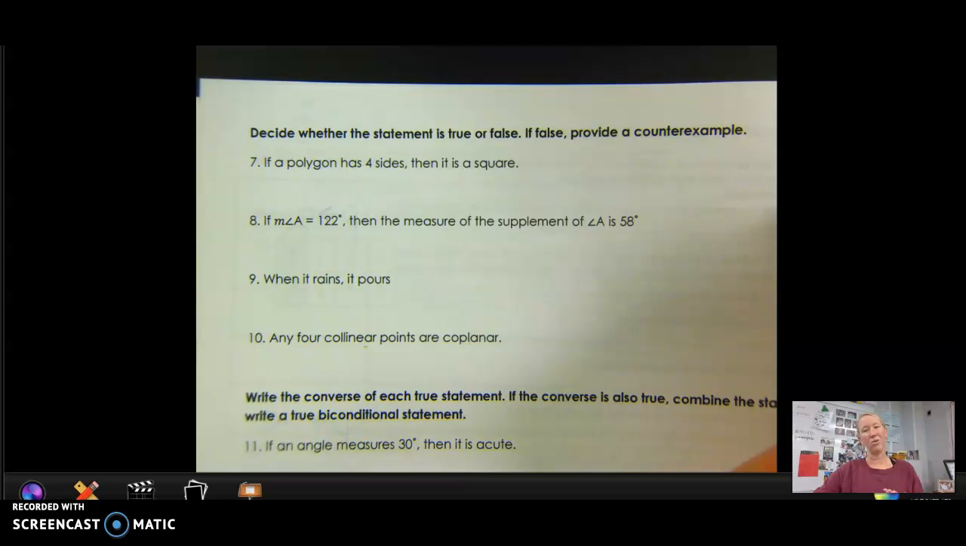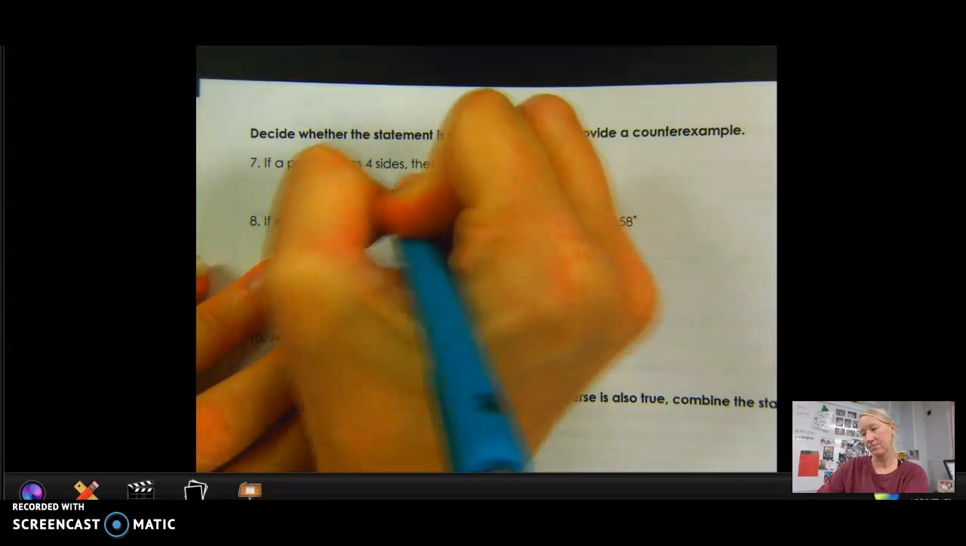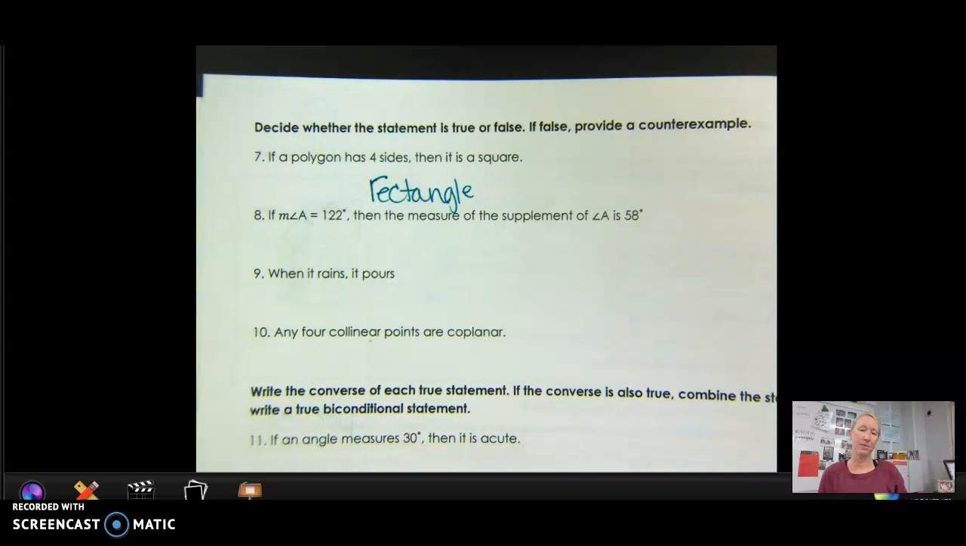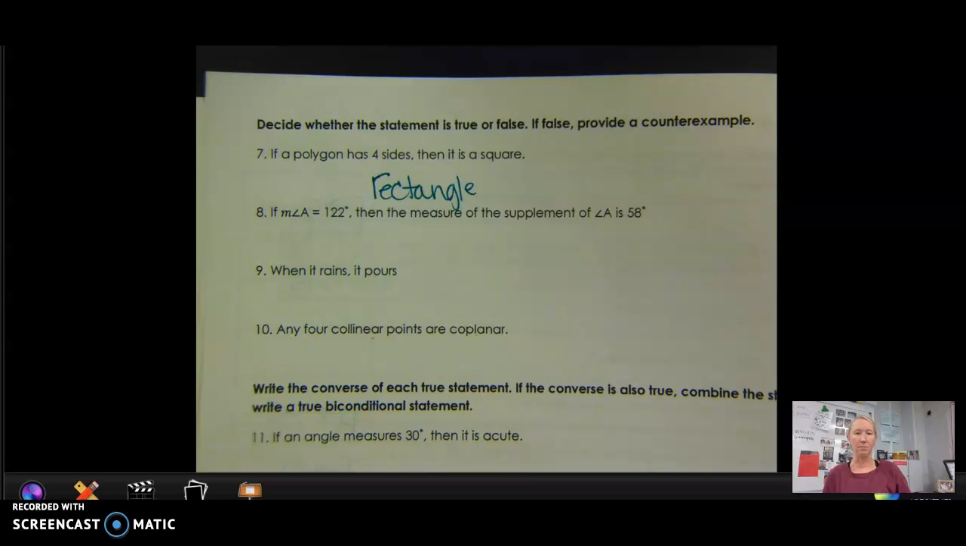So does that mean that all quadrilaterals are squares? That's what they're trying to say. But we know that that's not true. So for instance, we have a rectangle. We have a parallelogram. We have a rhombus. We have a trapezoid. All of those would be considered counterexamples, and they just ask for one.